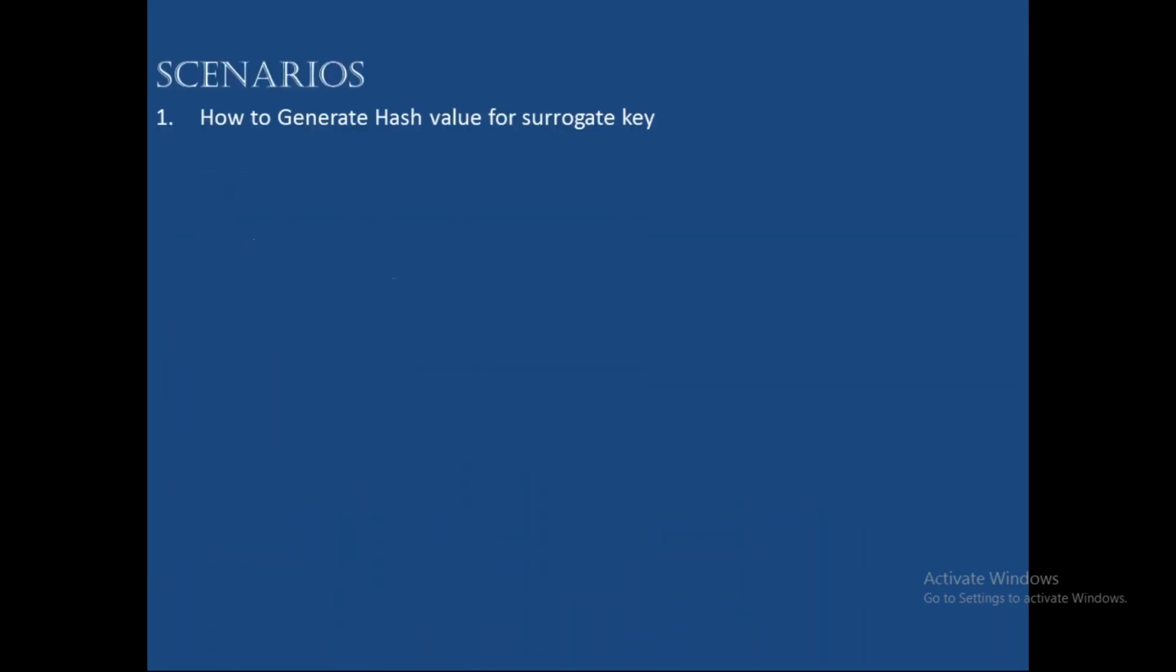With respect to the scenarios, you will see how to generate a hash value for the surrogate key. This is one of the things that we do in real time. Most people just take the customer ID and show it, but in real time we generate a hash value. What is the use of the hash value? It is unique for that particular dimension. These dimension keys, also known as surrogate keys, are nothing but dimension keys. These dimension keys we are going to reference in the facts.